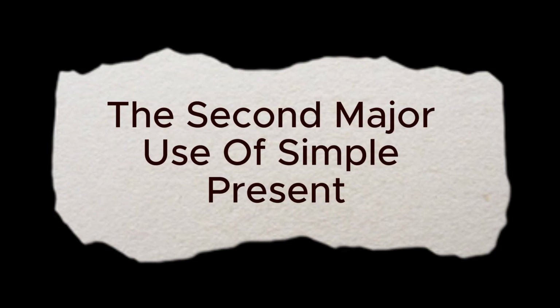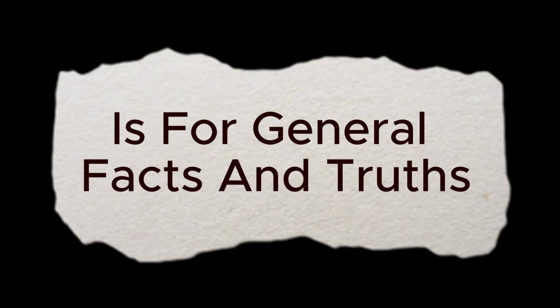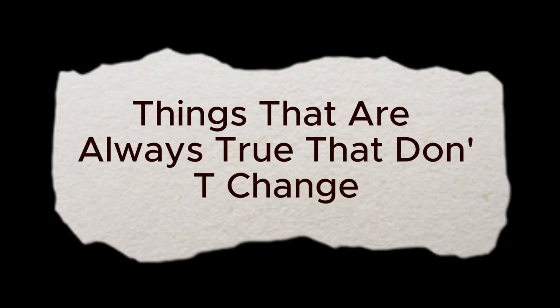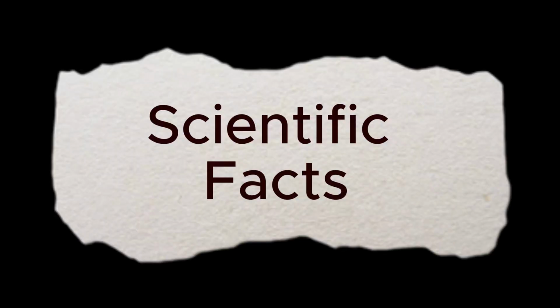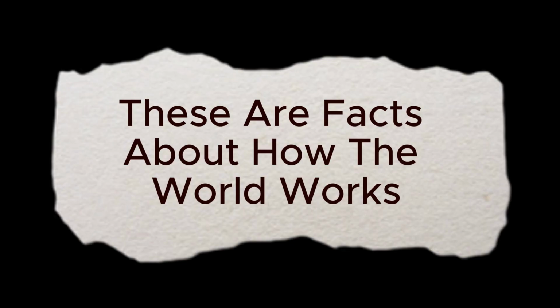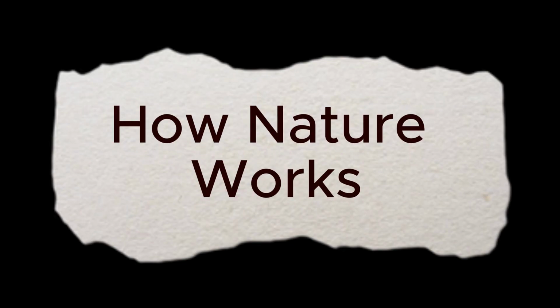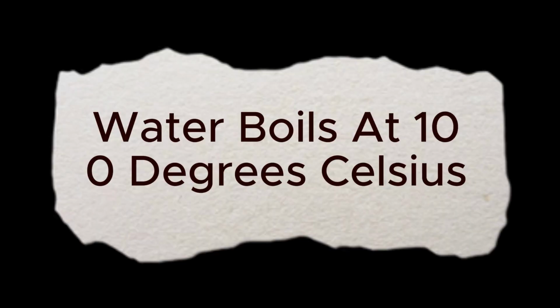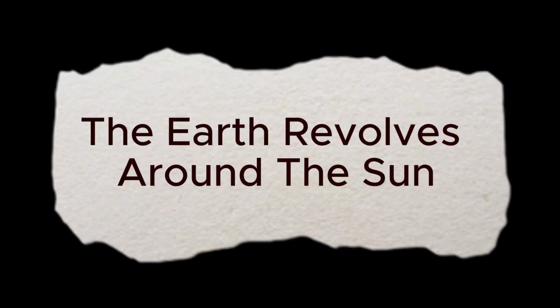The second major use of simple present is for general facts and truths. Things that are always true, that don't change. Scientific facts. These are facts about how the world works, how nature works. Scientific truths. Examples: water boils at 100 degrees Celsius. The Earth revolves around the sun.